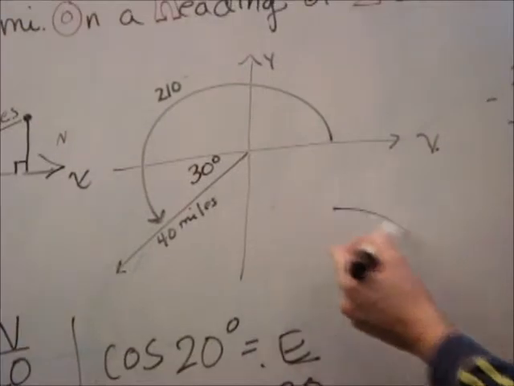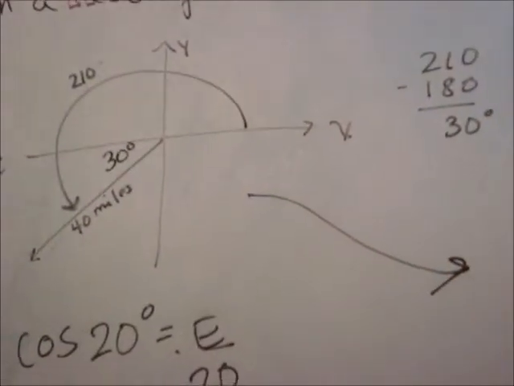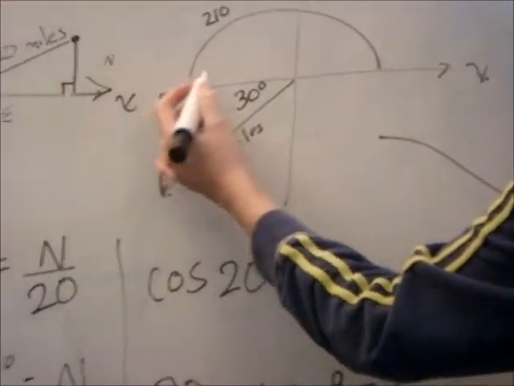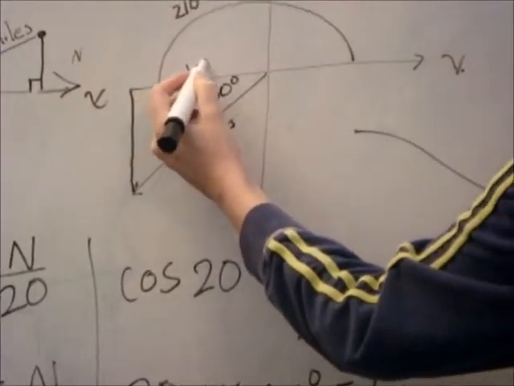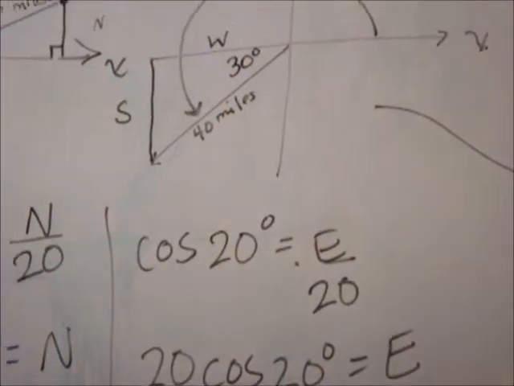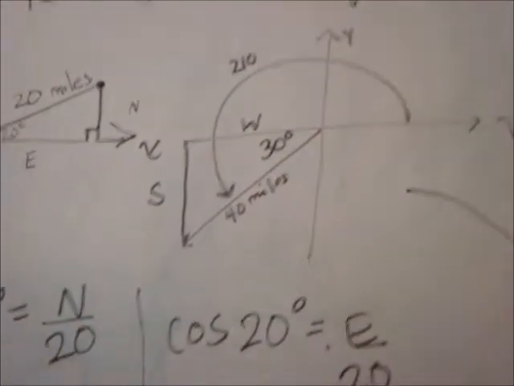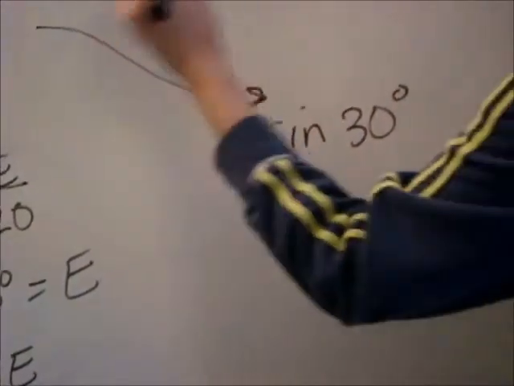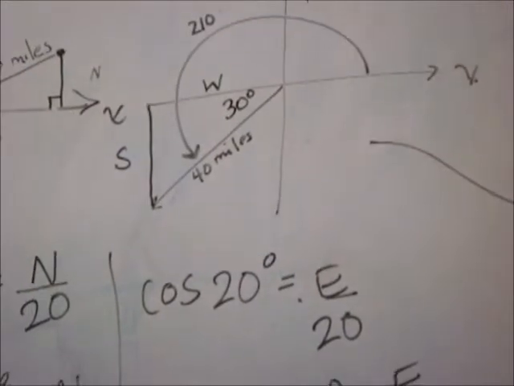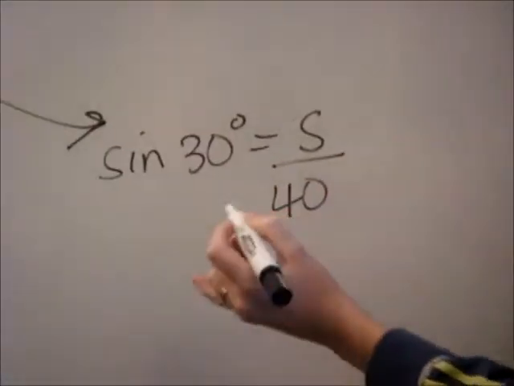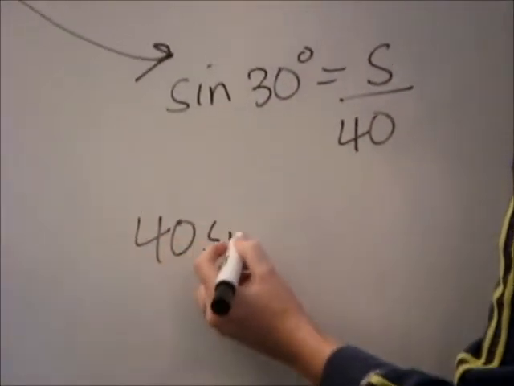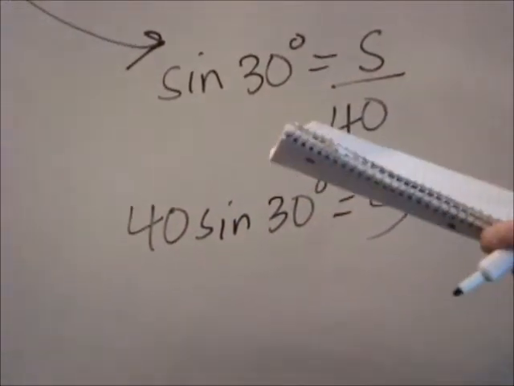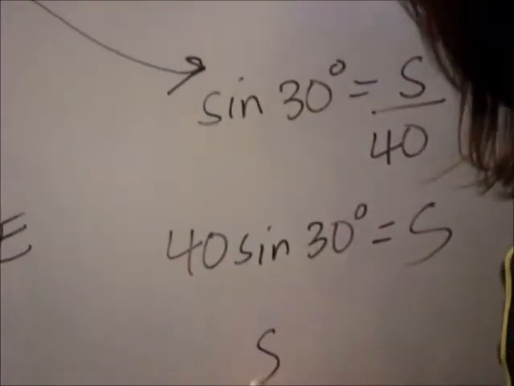Okay, let's look at this one. I'm going to have to move this problem over there. For this problem, we're going to make our triangle, and this time we have our west and our south. So let's try this one. The sine of 30 degrees equals opposite, so that's south over our hypotenuse, which is 40. We would get 40 sine of 30 degrees equals our south, and we put that in our calculator, and we get our south equals 20.